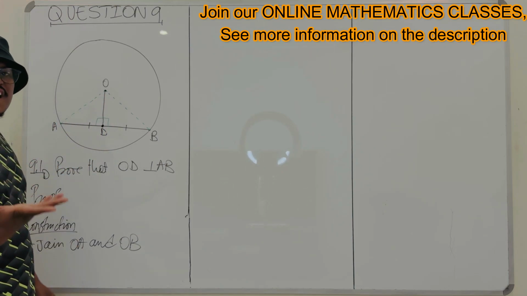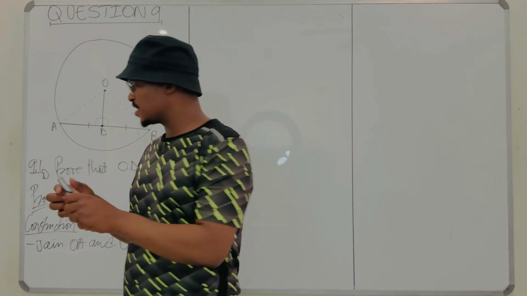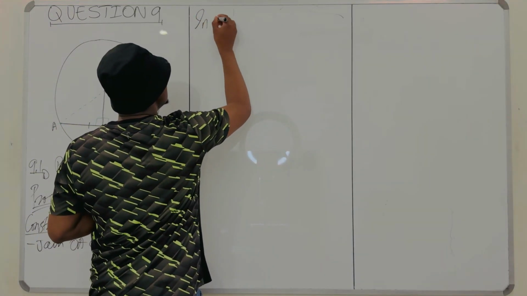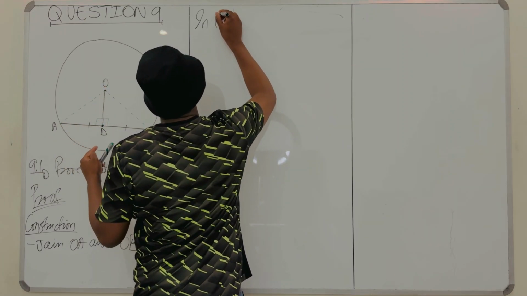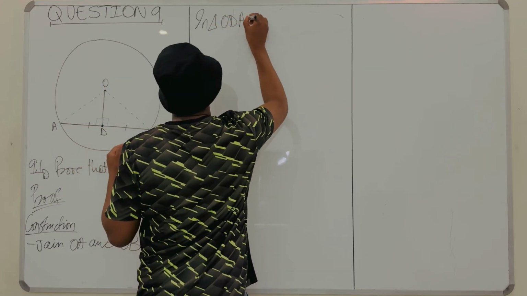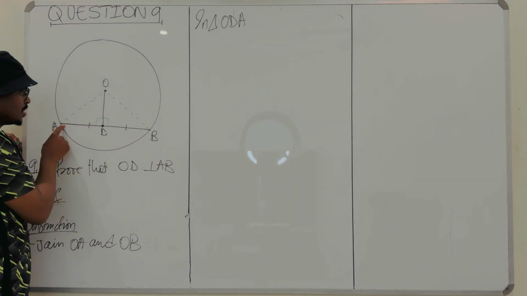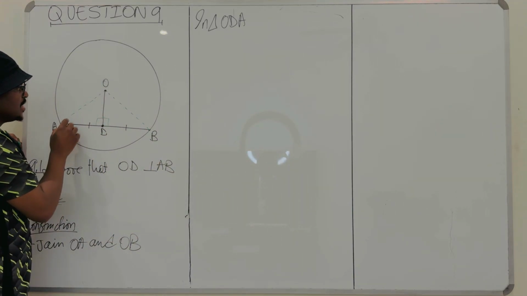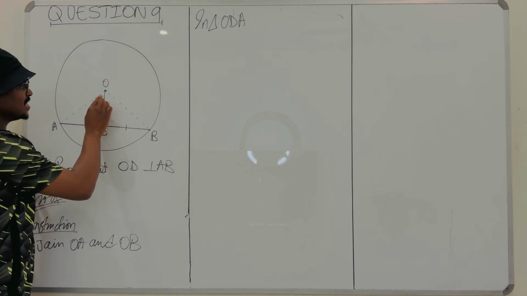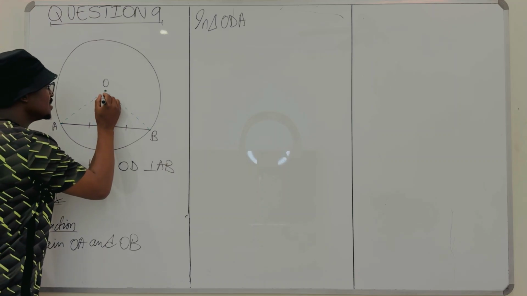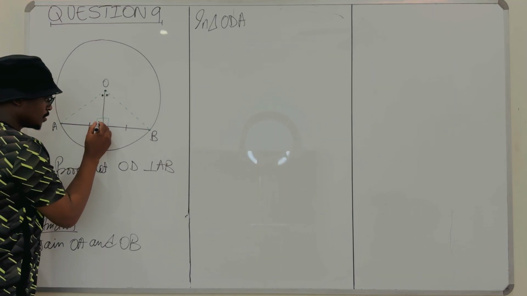So the order in which you write the letters of your triangle is important. For example, if I say triangle ODA, in triangle ODA, I started at O here, I came to D, I'm going to A. So this is this triangle. If I look at this triangle, the corresponding parts, this angle here is this one. This angle here is this one.